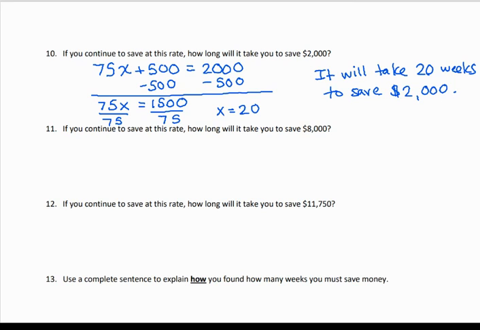All right. Number 11 and 12 are very similar. Why doesn't everybody give 11 and 12 a try? I'll start 11 for us. Again, $75 per week. We don't know how many weeks, but we do always have the $500, and this time we want it to equal $8,000. Okay, so go ahead, solve 11, and then also set up 12 and solve 12. You can even go on to 13 if you feel confident. And we'll talk about these in like 2 minutes or so.